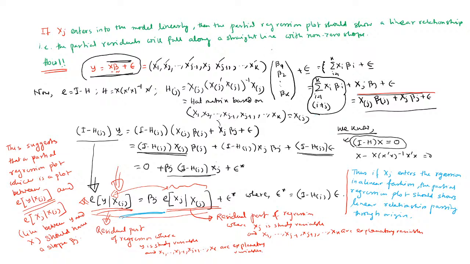Please see carefully. Suppose I consider two explanatory variables, beta 1 x1 plus beta 2 x2. I do not know whether this x2 is linear with y or not. If x2 is linear, then its partial plot should be linear and pass through the origin. Otherwise, if it is not linear, then it should not be linear passing through the origin. So this is the insight provided by this partial regression plot.